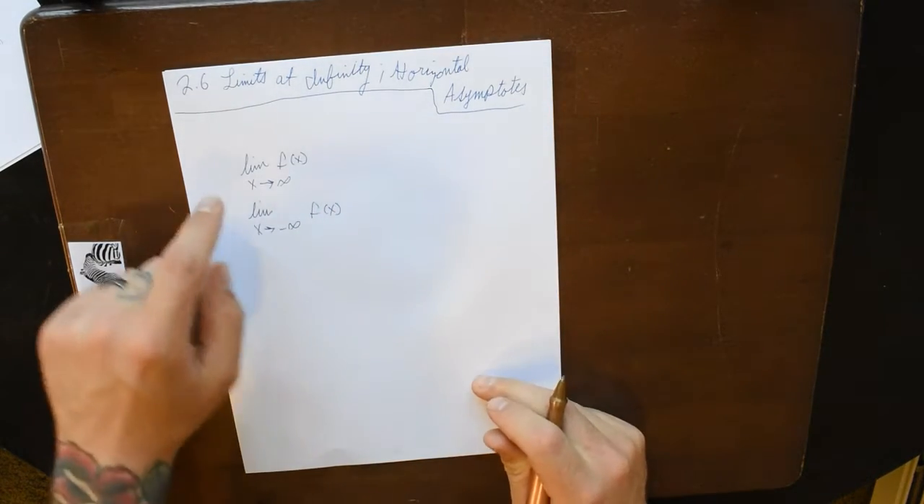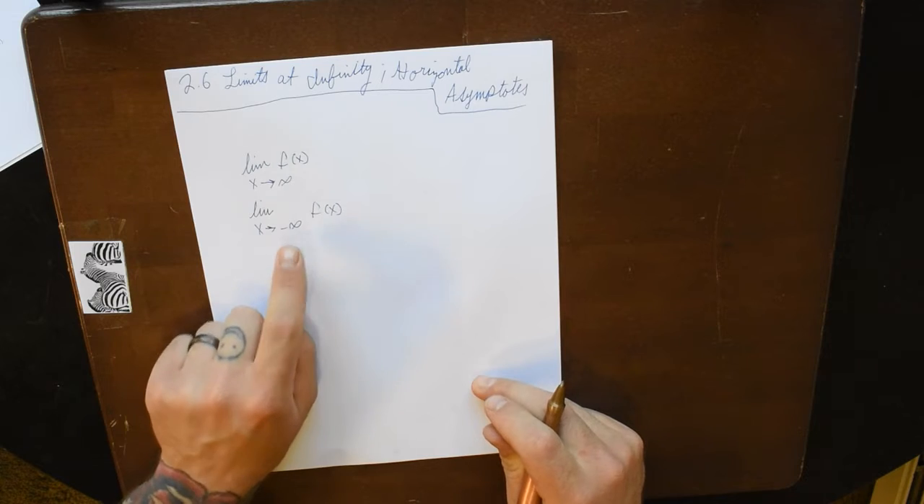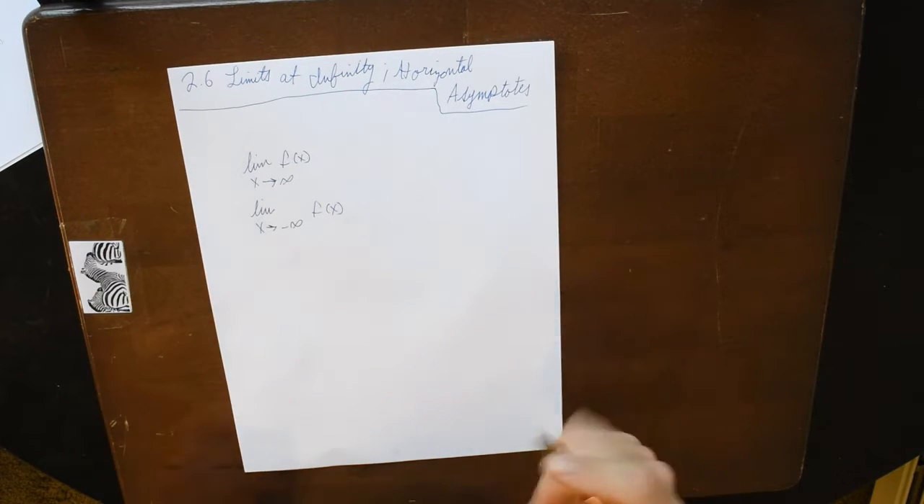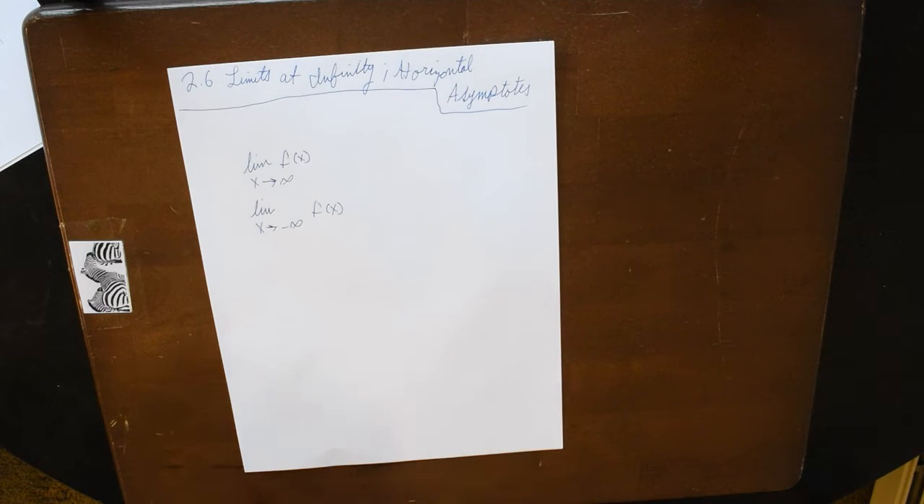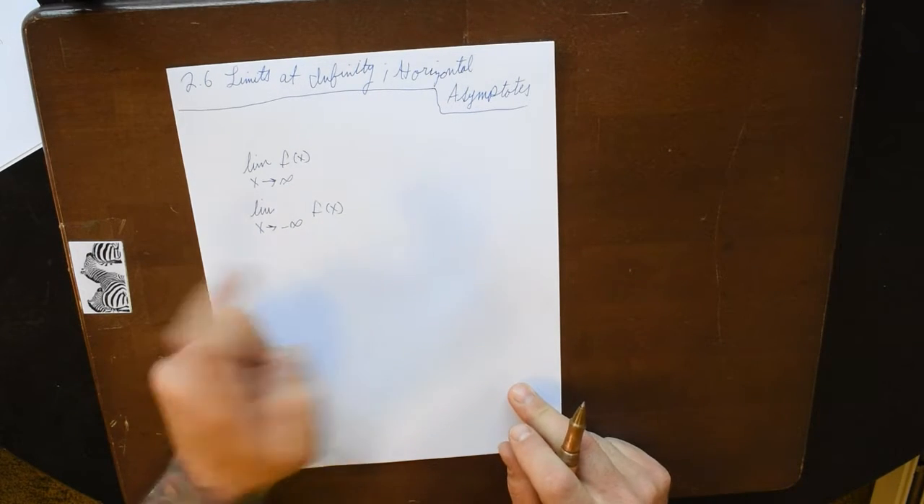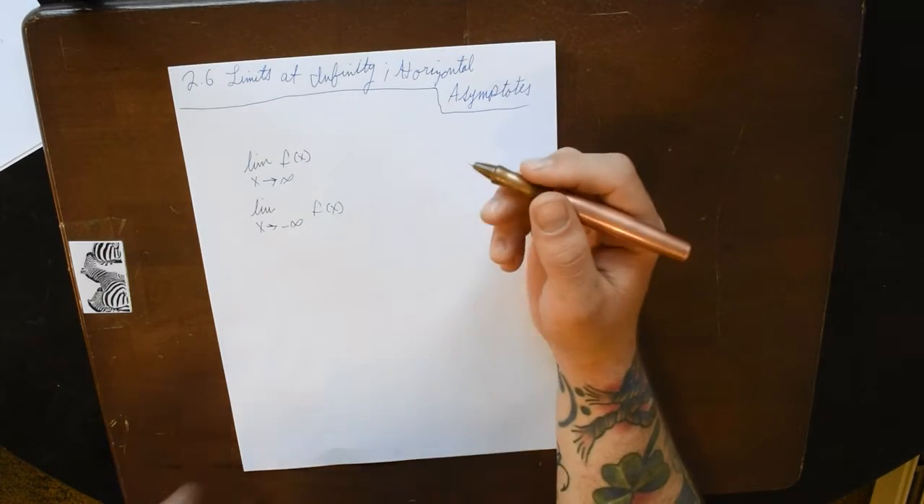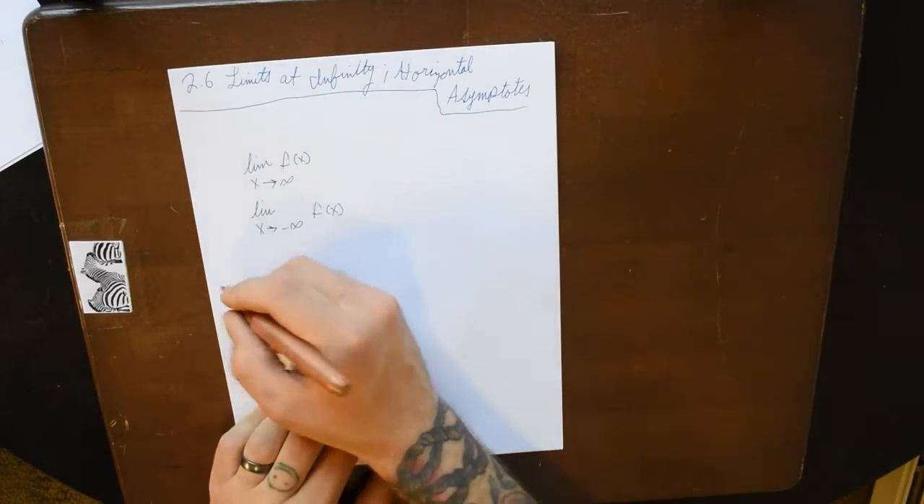And like I said, we want to see what the behavior of f of x is. I always thought of it as you have a wind-up toy and you just set it down the x-axis. What is f of x going to do as that wind-up toy gets really, really far away? So let's start off with an example.